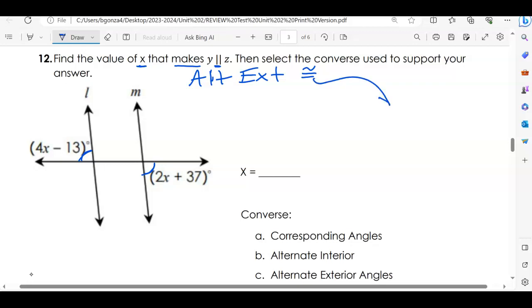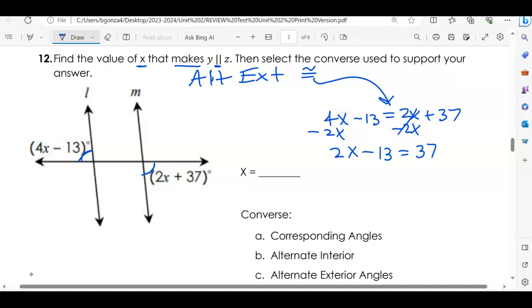So just like the last one, we are going to set them equal: 4x minus 13 equals 2x plus 37. Get rid of the smaller x, so minus 2x on both sides. 4x minus 2x is 2x. Bring down minus 13 equals 37. Get rid of this loner on the side with x. The opposite of minus 13, plus 13, plus 13. So 2x equals 37 plus 13 is 50. And then divide by 2 to get rid of a coefficient. X is 25.